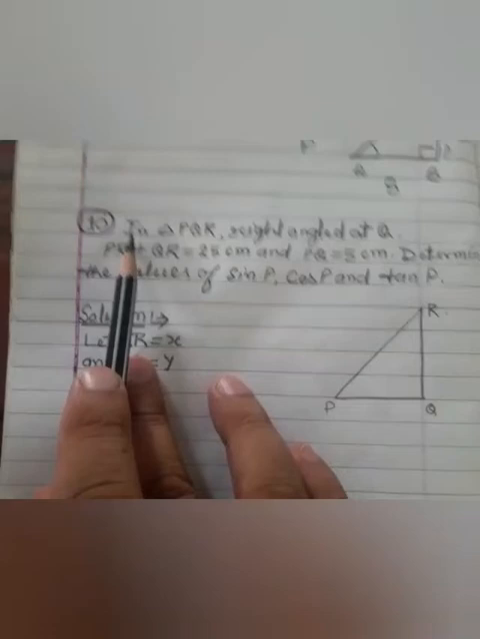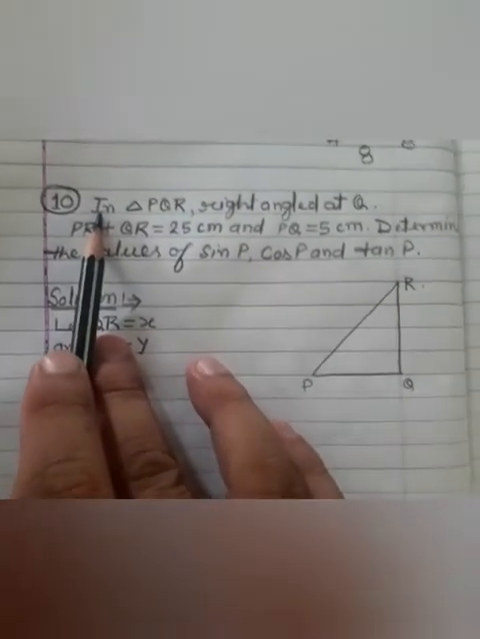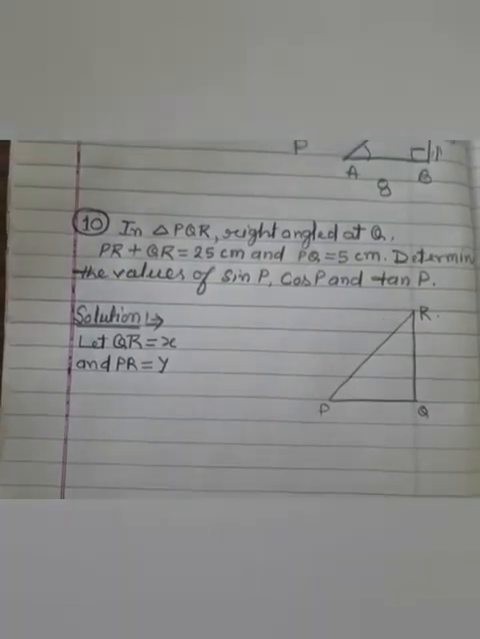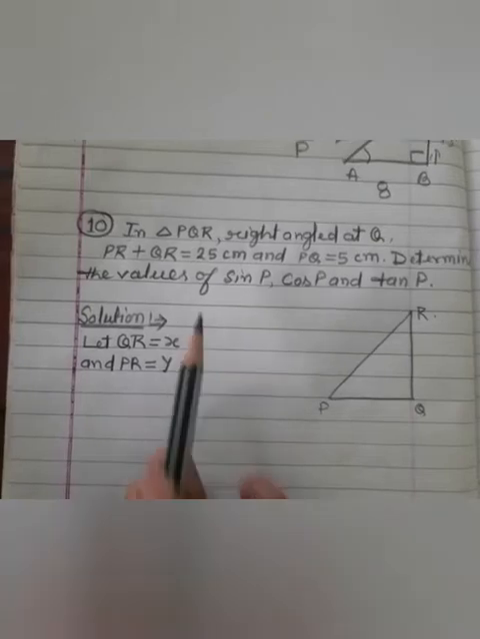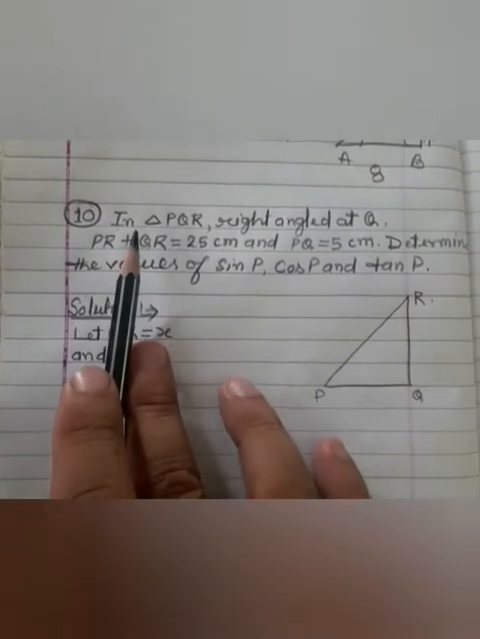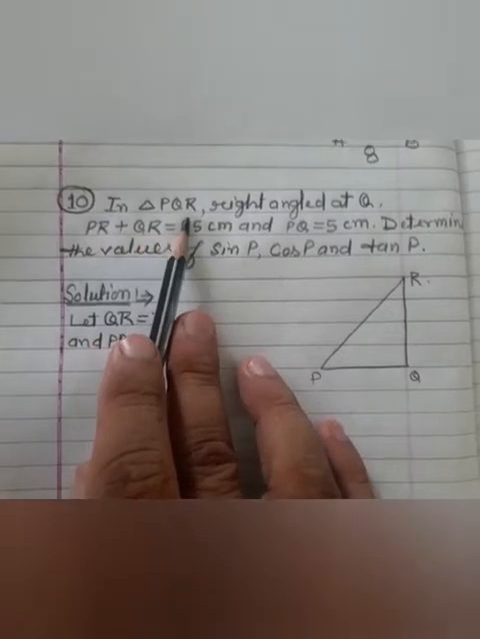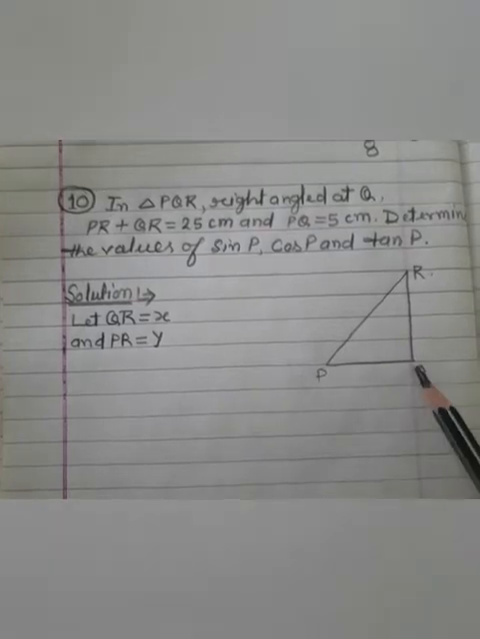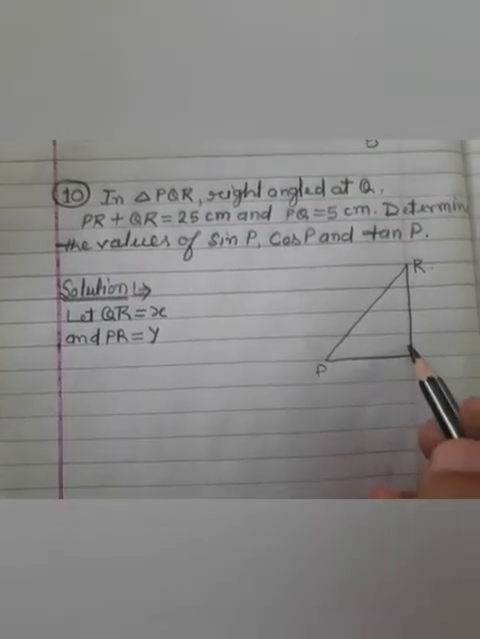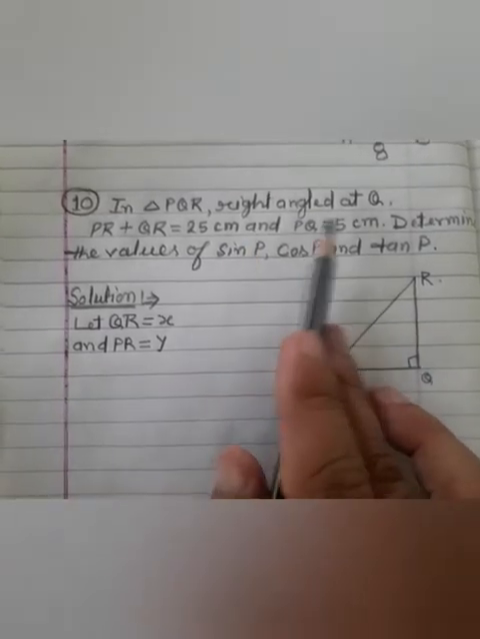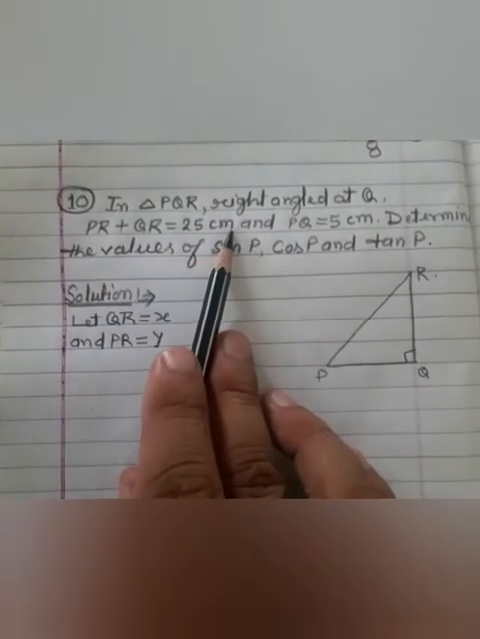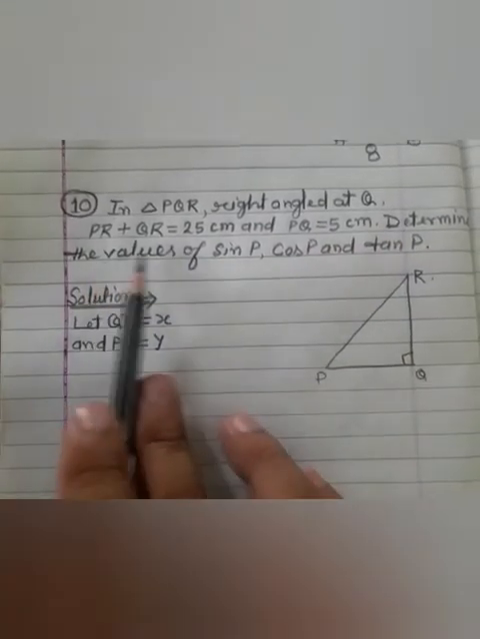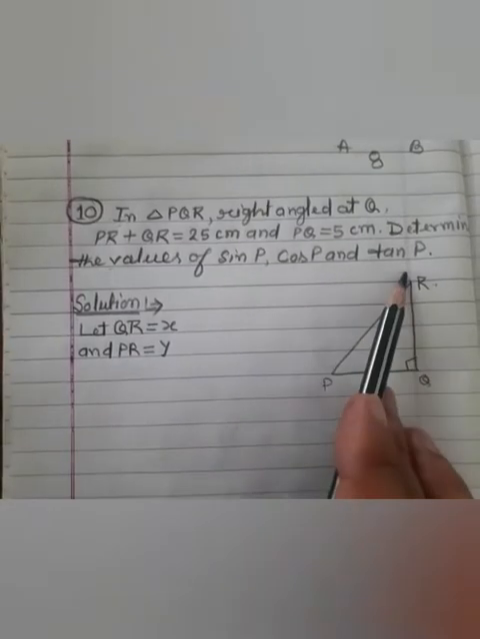Dear, now we discuss question number 10 in exercise 8.1. This question is similar to other questions. Now this one is an important question, asked in CBSE board 2010. In triangle PQR, right angle at Q, PR plus QR is 25 centimeter and PQ is equal to 5 centimeter. Determine the values of sin P, cos P and tan P.